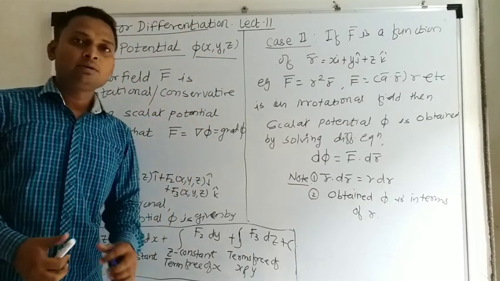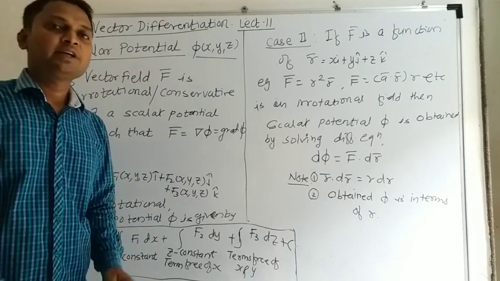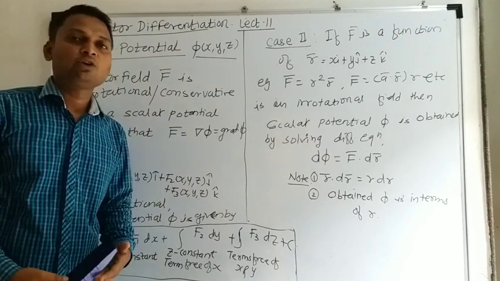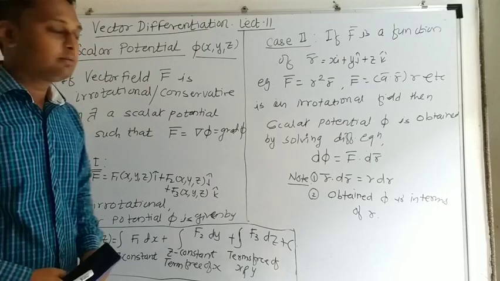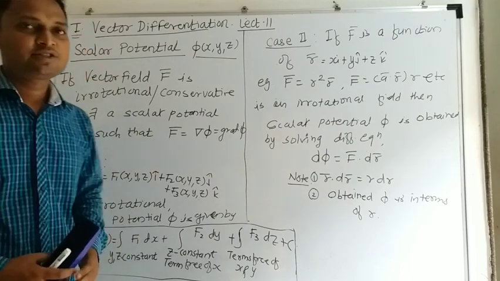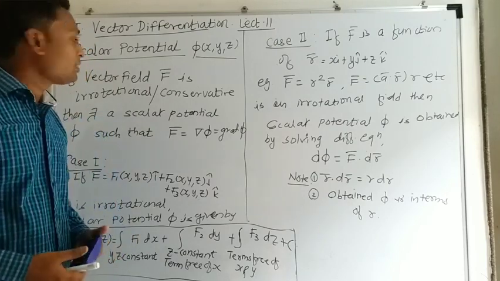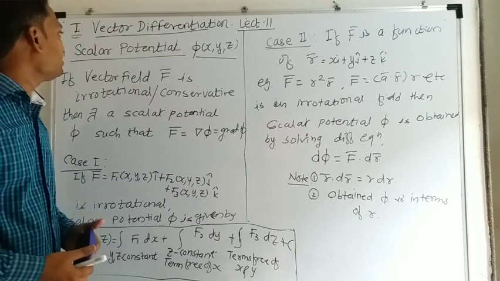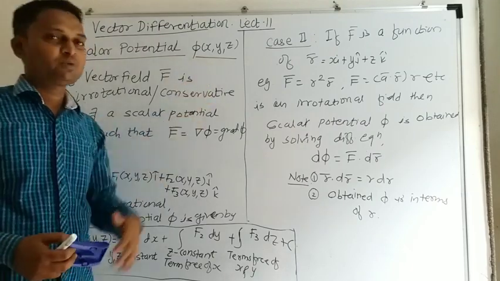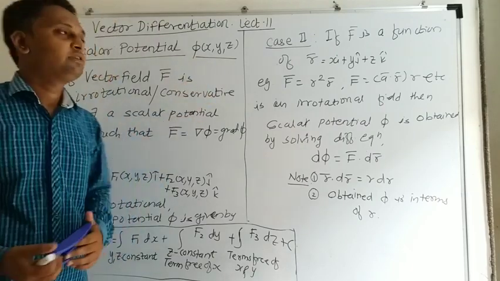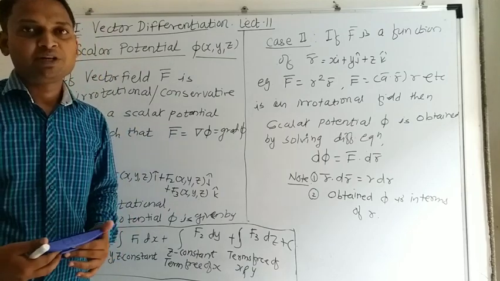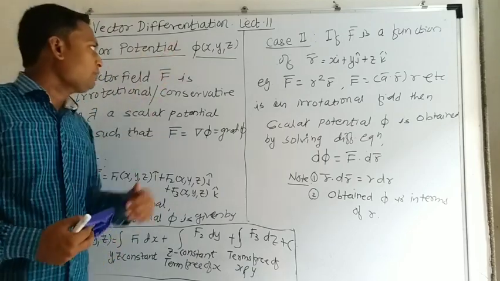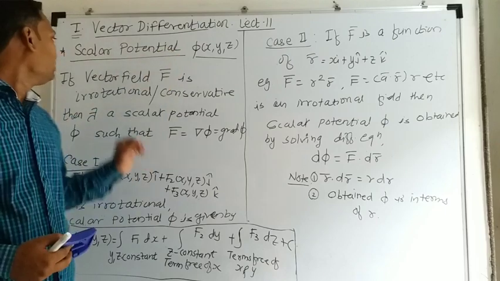In the previous class, we took examples on directional derivative. That topic we have covered. Now, we are going to discuss another important topic of this unit, the calculation of scalar potential phi of xyz. Now, what do we mean by scalar potential?